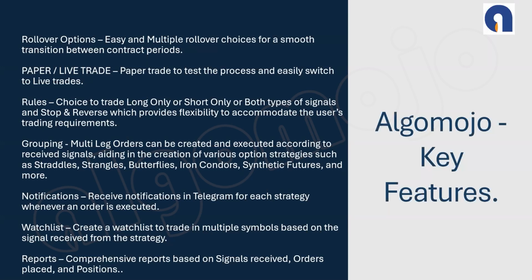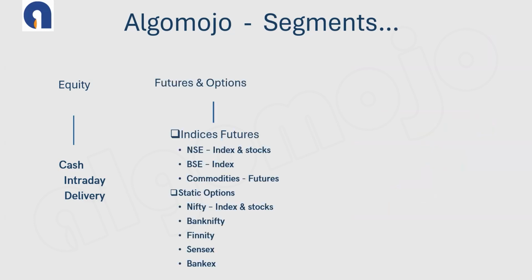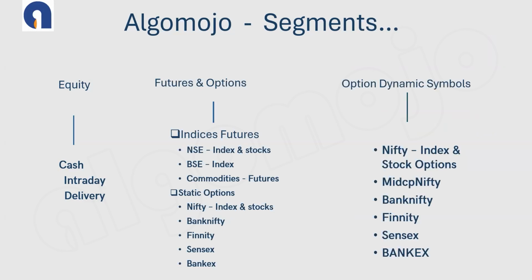Reports, as I was mentioning, the current day's report, you need to download it and use it for your studies. Now, some of the segments that you can trade in are equities, of course, intraday or delivery based. Then futures and options. You can trade in NSE futures and stocks, BSE, commodities, all that. Static options are also possible for both index and stocks. Dynamic options are possible for Nifty index and stocks, Midcap Nifty, Bank Nifty, Fin Nifty, Sensex, Bankex are all the symbols that are available in our platform for you to use.